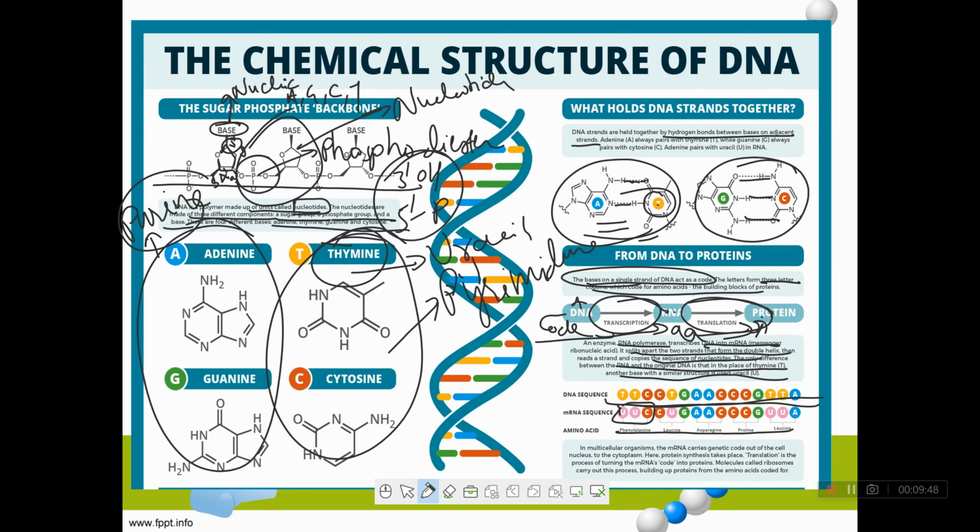In multicellular organisms, the mRNA carries the genetic code out of the cell nucleus to the cytoplasm, where protein synthesis takes place. Translation is the process of turning the mRNA code into protein. Molecules called ribosomes carry out this process, building a protein from the amino acids coded for. Right? Proteins are made of amino acids, which are the building blocks of protein. Right? Understand?